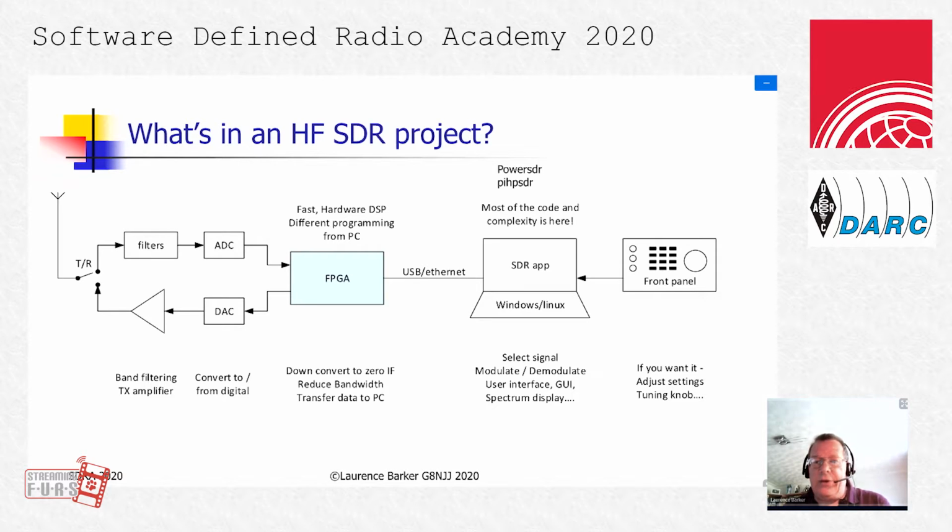That data then goes into your PC and you run a program. Power SDR and HPSDR are examples, and most of the signal processing complexity is in there. There's a huge amount of code in there. It's got to select the signal, it's got to modulate or demodulate it, it's got to provide you a user interface and your spectrum display. That's where most of the effort is. If you want, you can still have a front panel connected to that with knobs and buttons. And 2 years ago, we described the Odin front panel controller at this event.